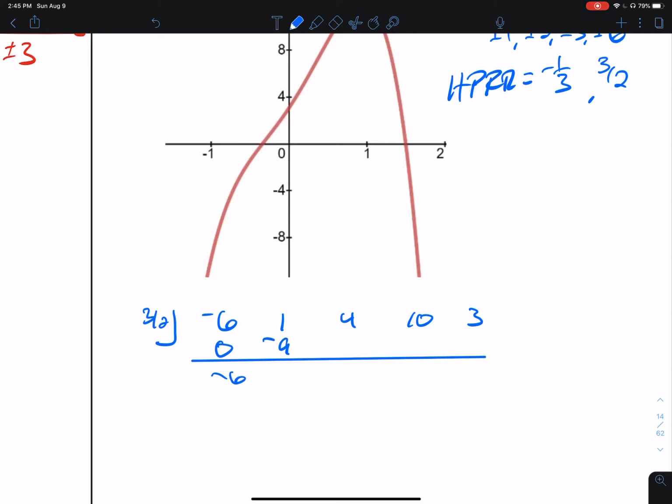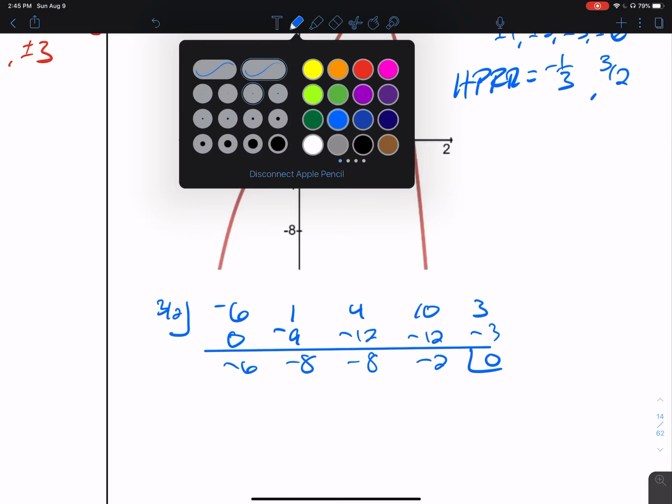1 plus -9 is -8. -8 divided by 2 is -4. -4 times 3 is -12. And then I add. Hey, same answer I just got. So I must get the same answer here. Add, I get -2. -2 divided by 2 is -1. -1 times 3 is -3. So that works. Let's try -1/3.